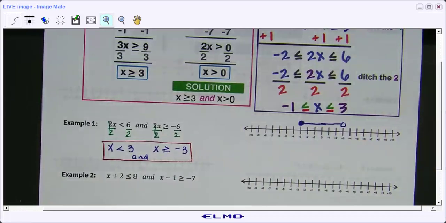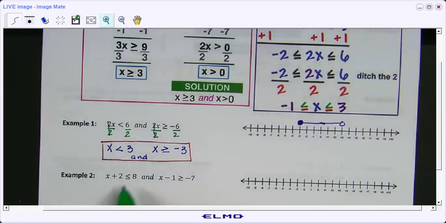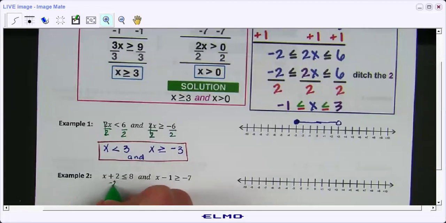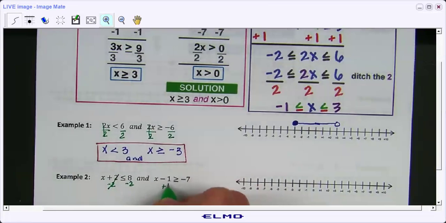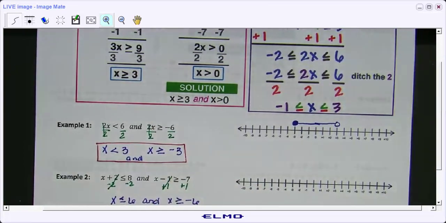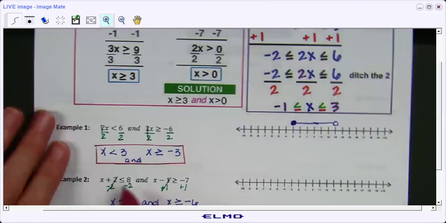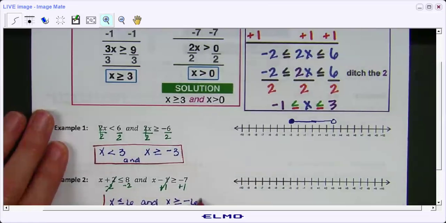Let's go ahead and solve the next one. We're just solving the one-step inequality. Here, we're going to subtract 2 on both sides. Here, we're going to add 1 on both sides. So we end up with x is less than or equal to 6, and x is greater than or equal to -6. Now, it's not going to always be the same number, one positive, one negative, okay? So this is part 1 of our answer.